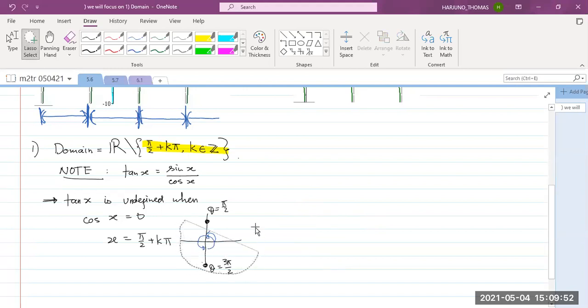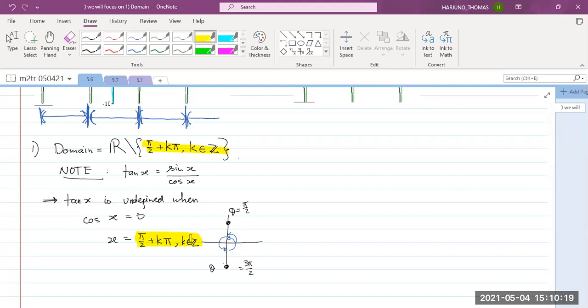Okay, any integer multiple of pi, where k is an integer. That's how we get that the domain is all real numbers except when x is pi over 2 plus k multiple of pi, where k is, of course, a positive or negative integer.